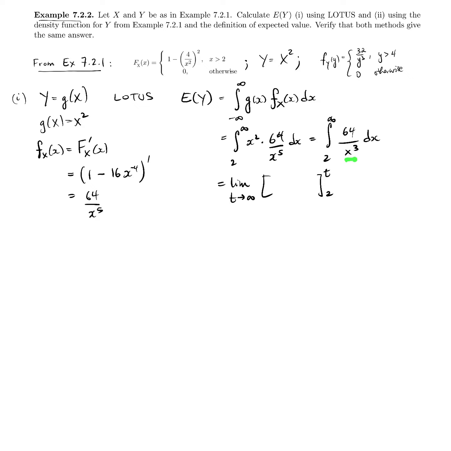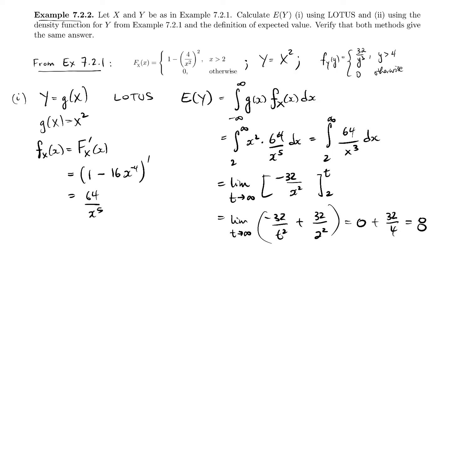The antiderivative is here, we've got x cubed, so bump up the power, we're going to have x squared, so that's x to the minus 2, divided by that same minus 2, so 64 divided by minus 2 gives me minus 32. We're going to evaluate this, so the limit as t goes to infinity, fundamental theorem, so I get minus 32 over t squared, minus minus, plus 32 over 2 squared. This first term goes to 0, and then we have 32 over 4, which is 8. So the expected value of y using LOTUS gives us 8.